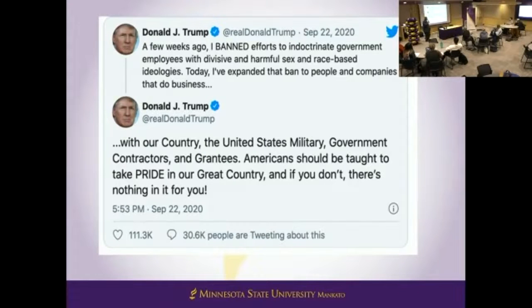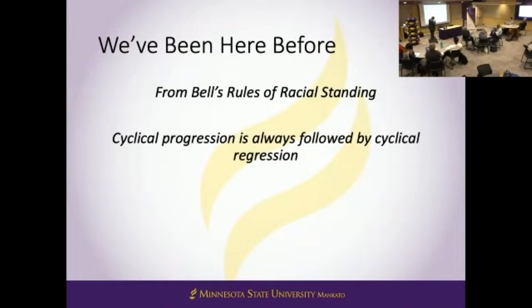This is memory. Yeah, this person's no longer president, but there's still historical memory that we need to understand. A few weeks ago, I banned efforts to indoctrinate, there's that word, government employees with divisive, there's another thing, and harmful sex and race-based ideologies. Today, I've expanded that ban to people and companies that do business with our country, the United States military, government, contractors, and grantees. Americans should be taught to take pride in their great country. If you don't, there's nothing in it for you, because it's un-American to teach critical race theory. I only bring that up to contextualize some both historical and present day ways to think about this.